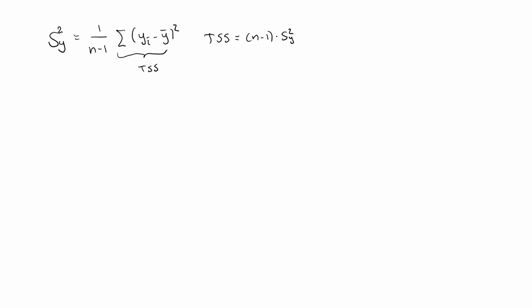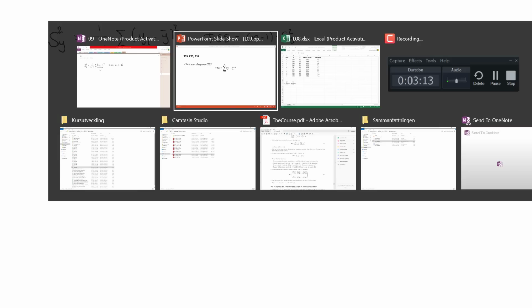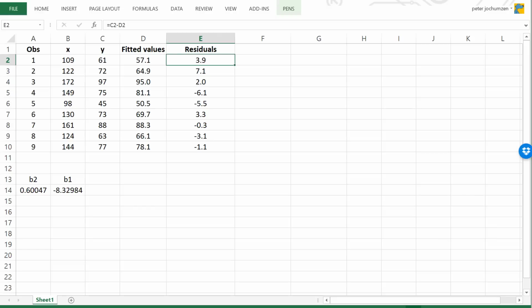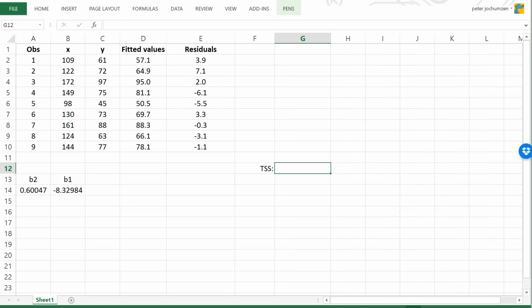So let's use this result to easily compute TSS for my particular data. I can calculate TSS as n minus 1 times the sample variance. In my case, n is 9 observations, so it's 8 times VAR.S, for sample variance, of the y data. That's my TSS. This is the total sum of squares.